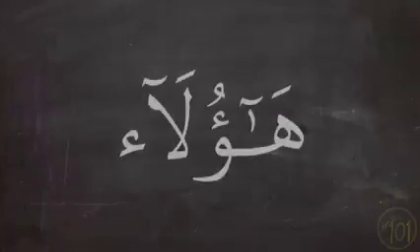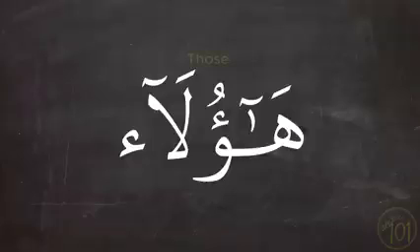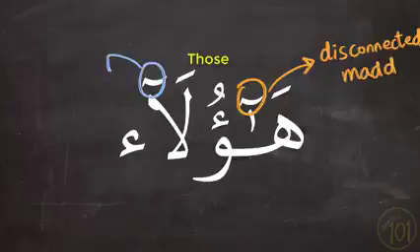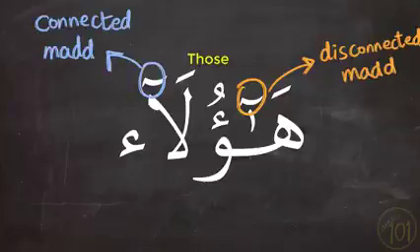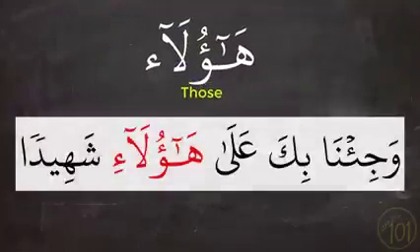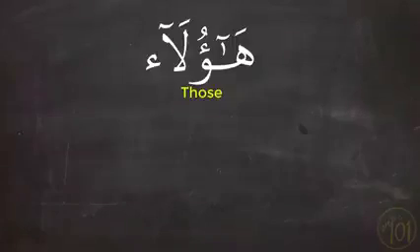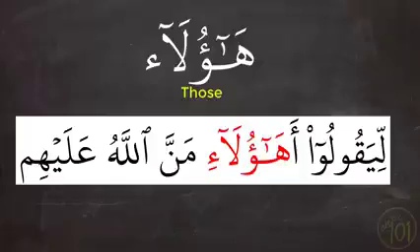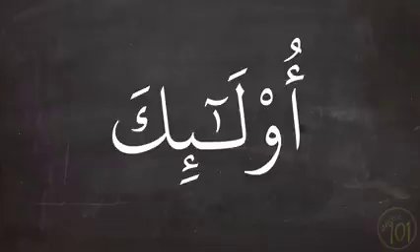The following word is هؤلاء. And notice that the first mad is a mad munfasil, but the following mad is mad muttasil. So you can skip the first one, but the second one you will have to pronounce it. وَجِئْنَا بِكَ عَلَى هَؤُلَاءِ شَهِيدًا. لِيَقُولُوا أَهَؤُلَاءِ مَنَّ اللَّهُ عَلَيْهِمْ.